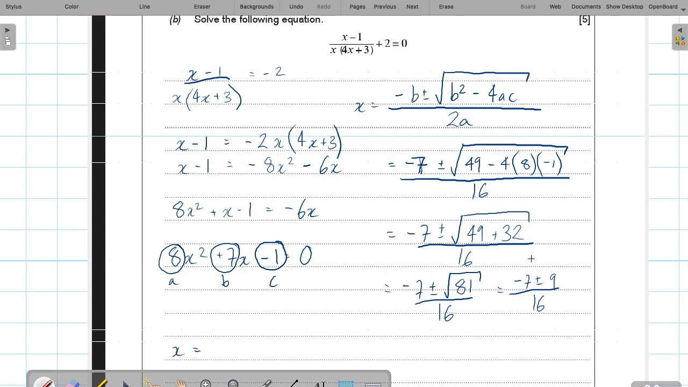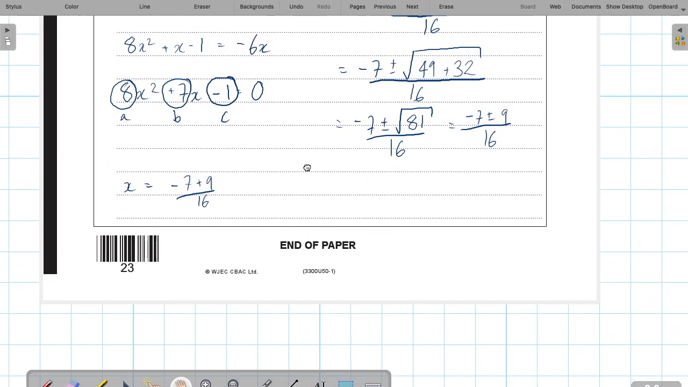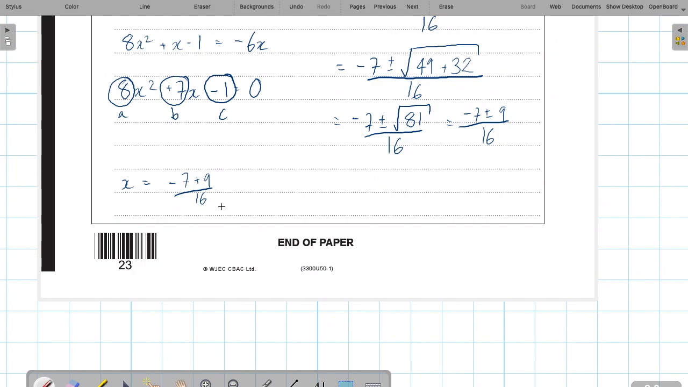So x equals, if we do minus 7 plus 9 first divided by 16, just move my page down a bit. So that's one answer for x, or x equals minus 7 minus 9 divided by 16. So I'll sort this one out first. Let's just make it easier. 9 take away 7 is 2. Divide by 16. We can divide by 2 top and bottom to get 1/8. So there's one answer. x equals 1/8.